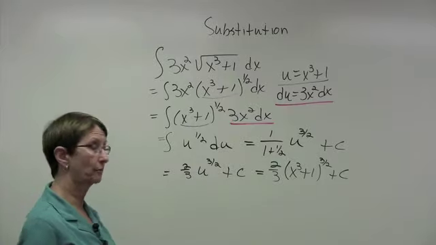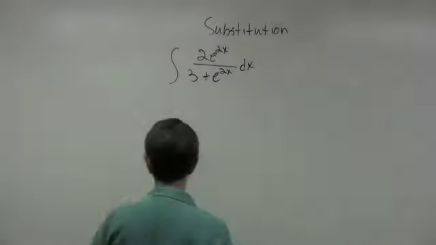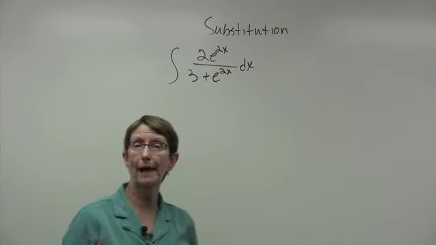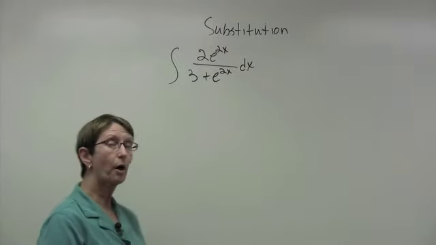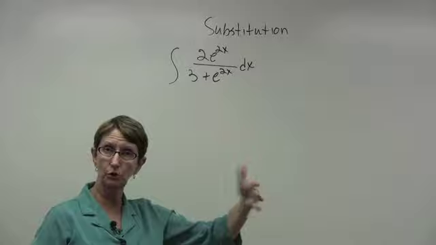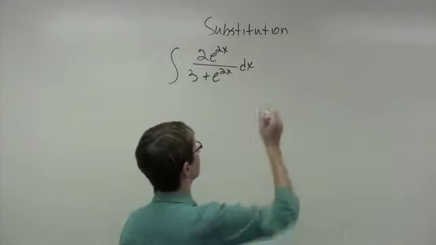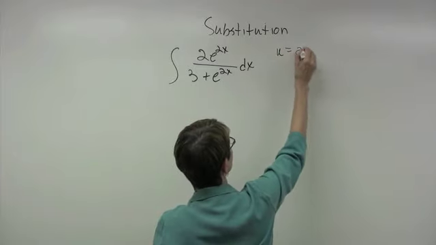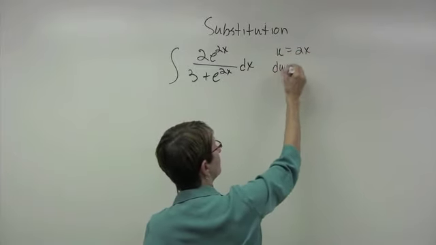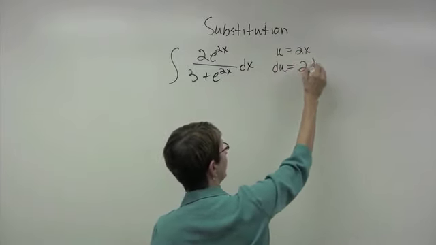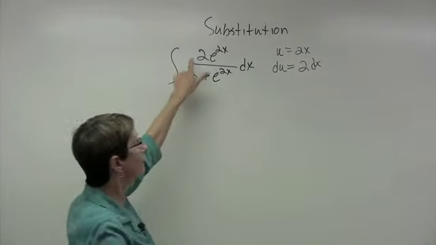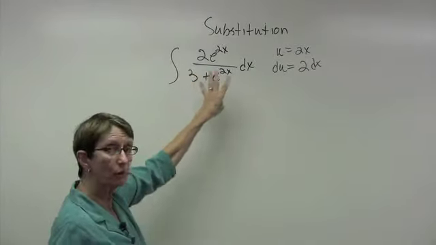Let's look at a different example. We have worked with an e to a power before, and in that problem, we had e to the u. So let's see what happens if I choose my u to be 2x. The du would be 2 dx. I do have a 2, but look what would happen.